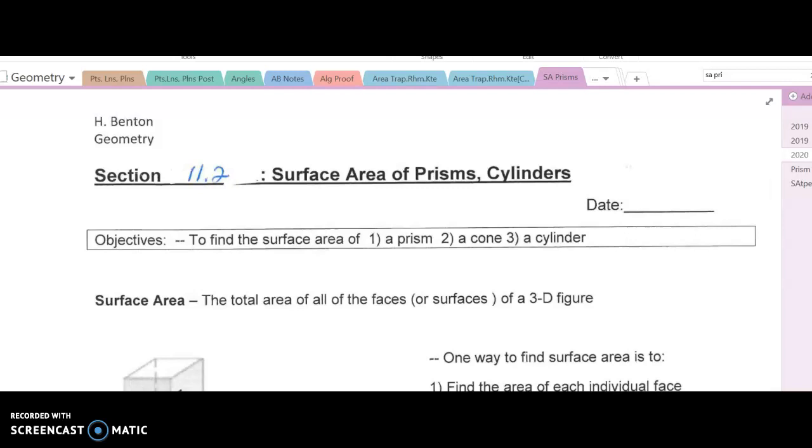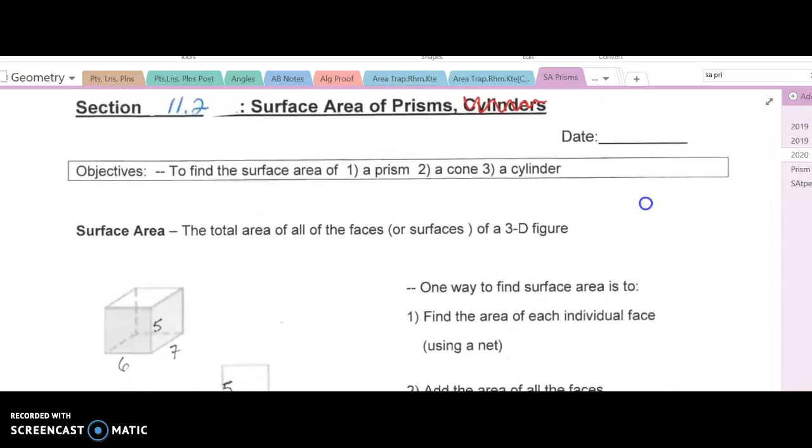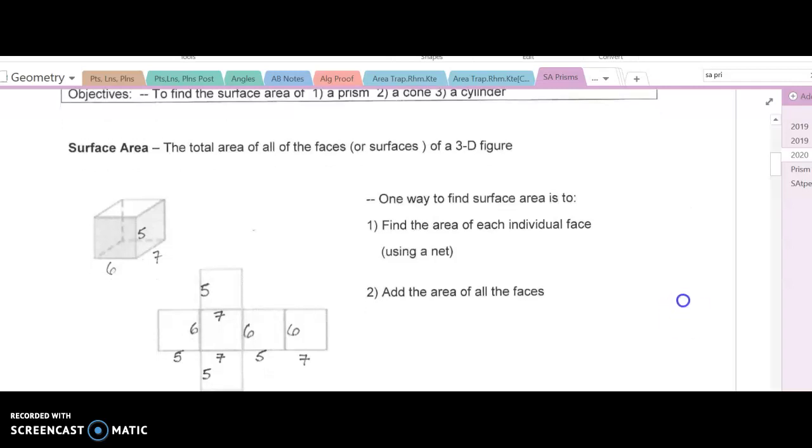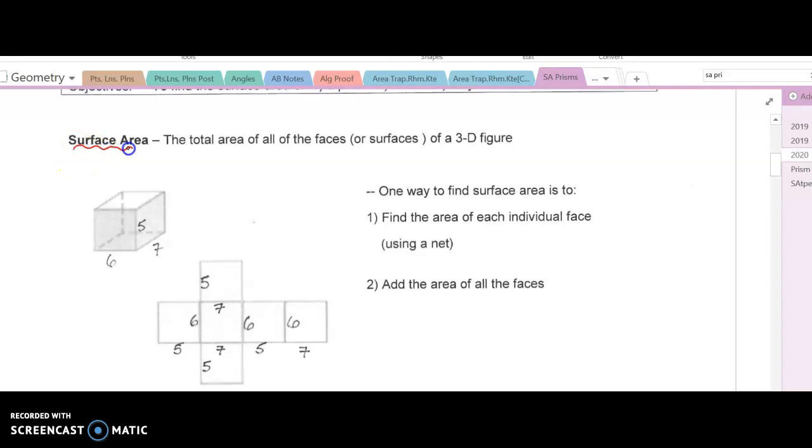Okay, so the other shape we're going to look at today is surface area of prisms. We've already looked at cylinders, so we don't need to do that again. But prisms, remember, are the ones that have polygon bases and have rectangle sides. So the total area of all the faces, that's what surface area is, right? It's the area of all the surfaces.